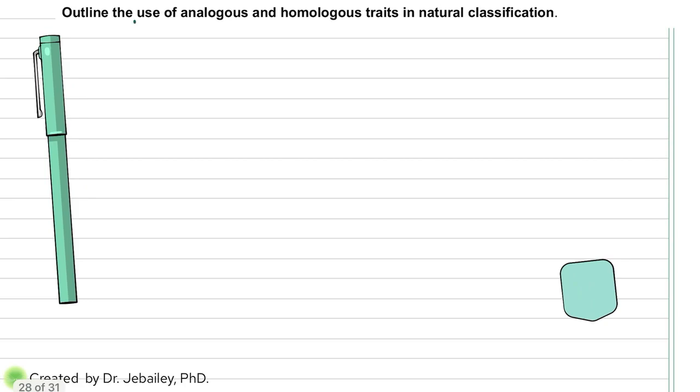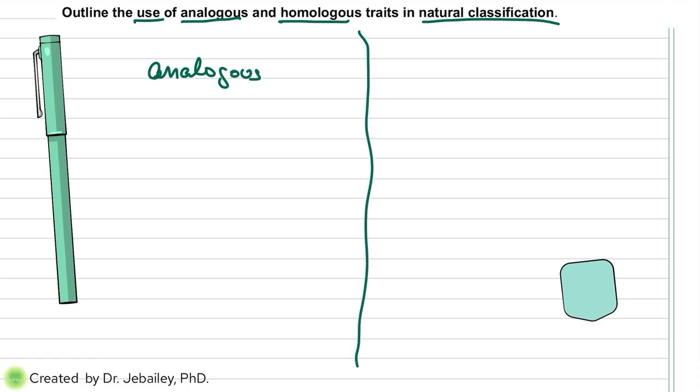Last, outline the use of analogous and homologous traits in natural classification. So basically, what are the differences? Here we have analogous, and here we have homologous. So we're going to look at the differences.